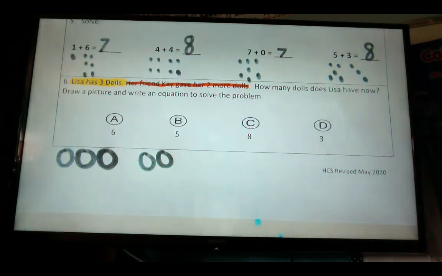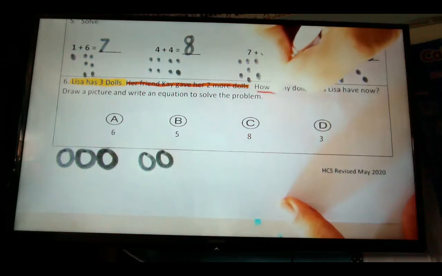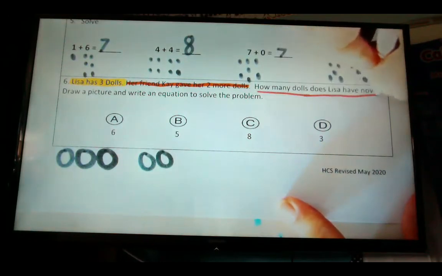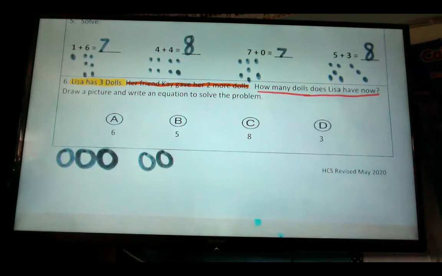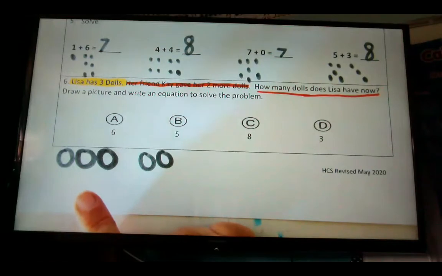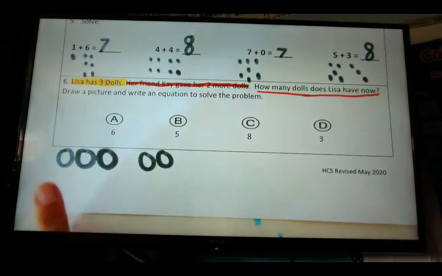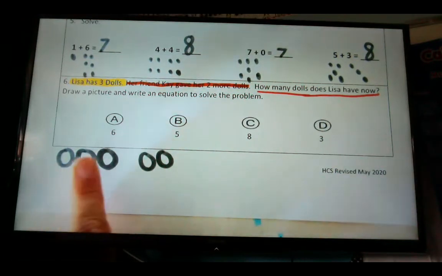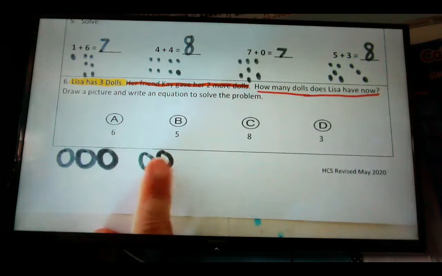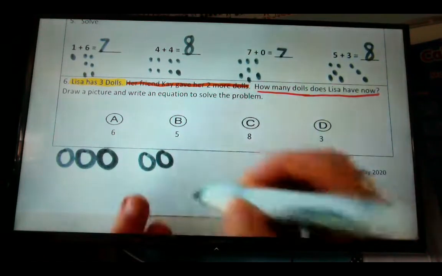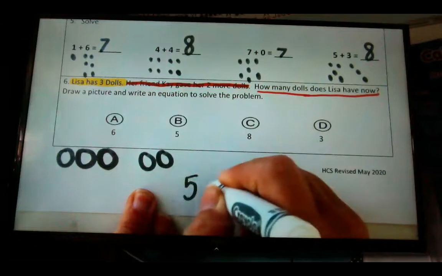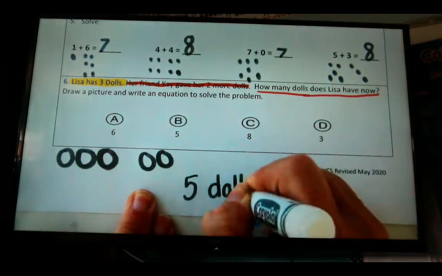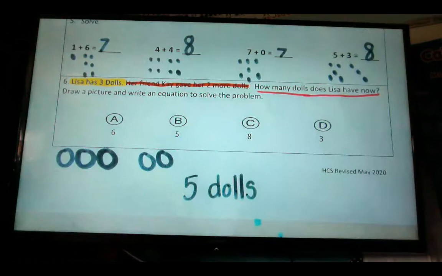Our question is, how many dolls does Lisa have now? Let's see if we can figure that out. These circles represent Lisa's dolls. Let's count her dolls. 1, 2, 3, 4, 5. Lisa has 5 dolls. But guess what? We are not finished yet.